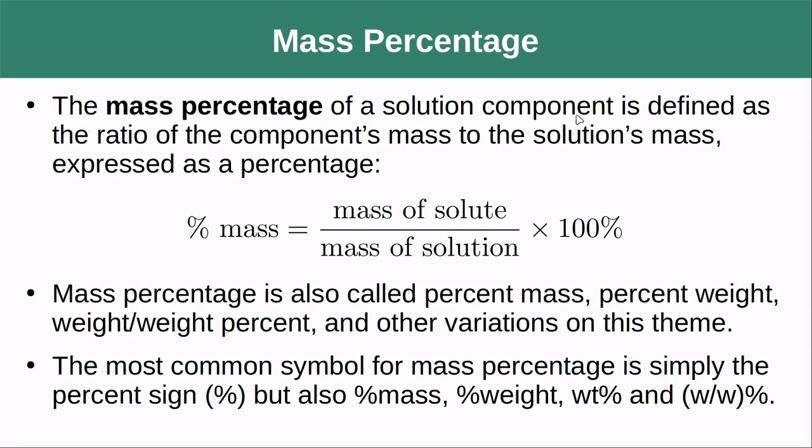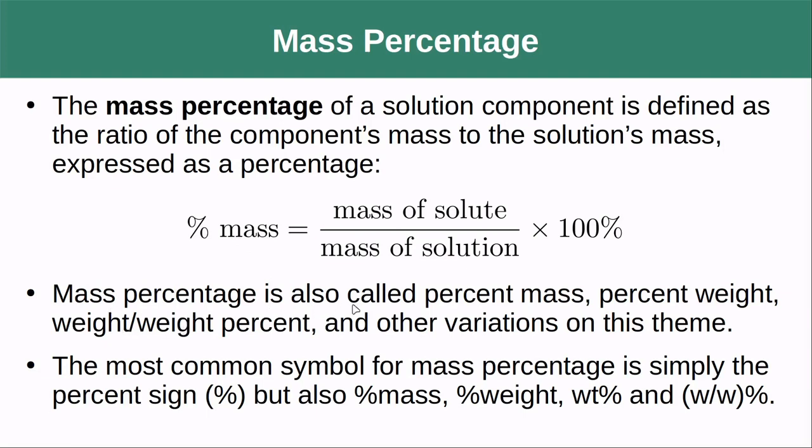So the mass percentage of a solution component is defined as the ratio of a component's mass to the solution's mass, expressed as a percentage. So I'm going to take the mass of the solute, the stuff I have in my solution, and divide that by the mass of the solution. I'm going to keep these units the same so that they cancel, and I get a unitless quantity here. And then I'm going to multiply that by 100%. So it's going to pick up the unit of percentage.